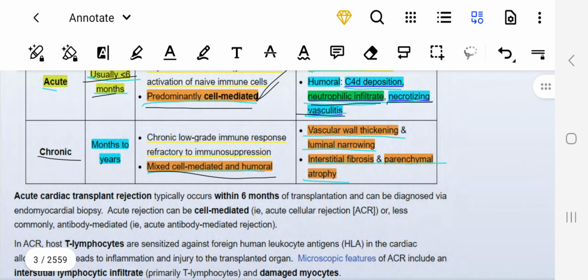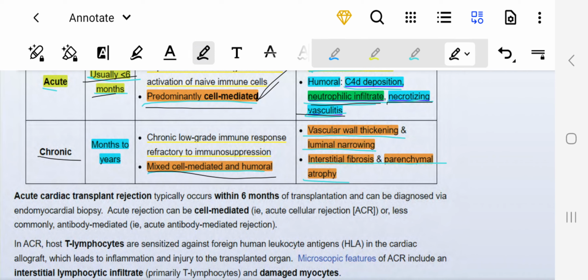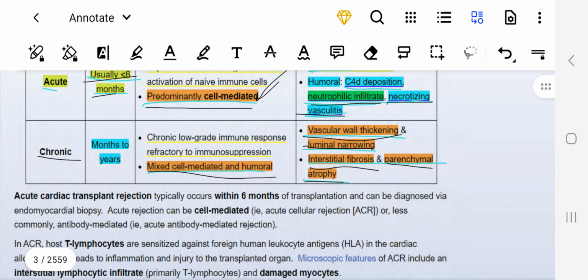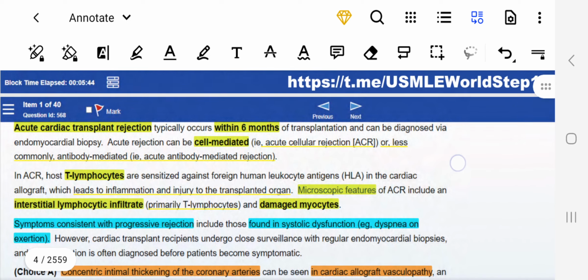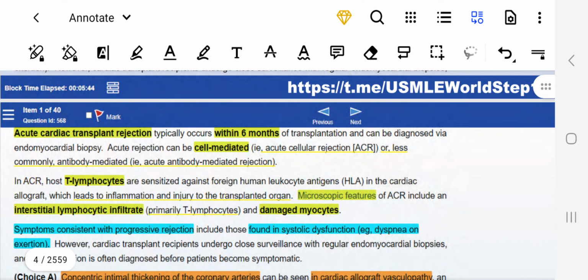Then in chronic, which occurs months to years, morphology will be vascular wall thickening, as I mentioned, vascular wall thickening with that luminal narrowing, and interstitial fibrosis and parenchymal atrophy, right? As I mentioned earlier. So let us quickly go through these points. Acute cardiac transplant rejection typically occurs within 6 months of transplantation and can be diagnosed via endomyocardial biopsy.